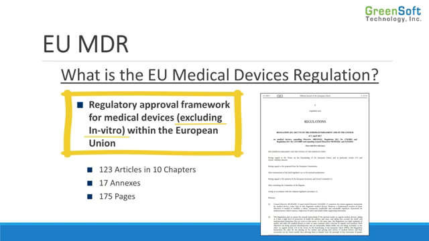Now this is a very large regulation. It's not as small as some of the other ones that we've seen, but it's also not as large as the REACH regulation, so at least there's that. But we're still talking about 123 articles in 10 chapters, 17 annexes, and 175 pages. So this is not something that you can quickly and easily come up to speed on. It's something that's going to take some time to learn and analyze and prepare for.